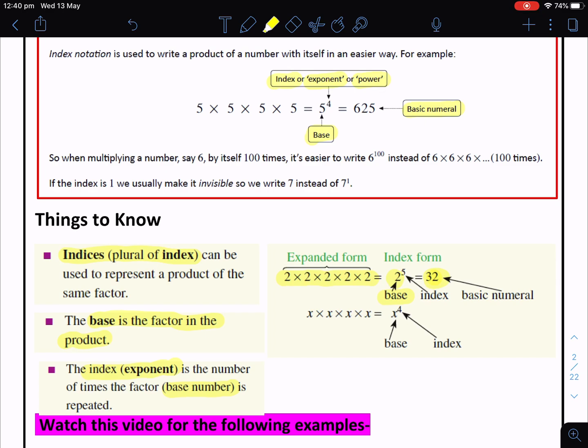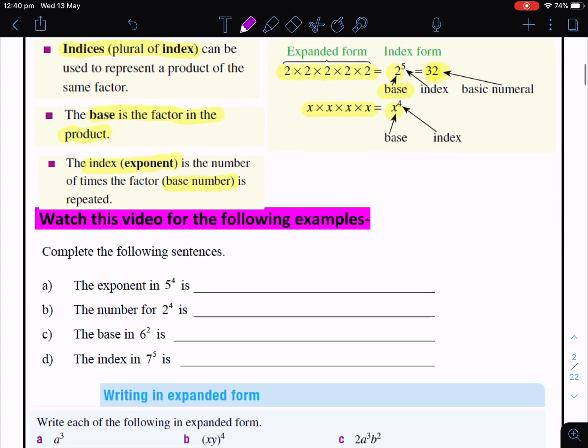If we have a look at it with algebra, you can see here that our base is x and our index tells us it's multiplied by itself 4 times. So it's x times x times x times x times x. So the parts we need to know are what the base is and what the index is telling us to multiply it by. Let's do a couple of examples here.